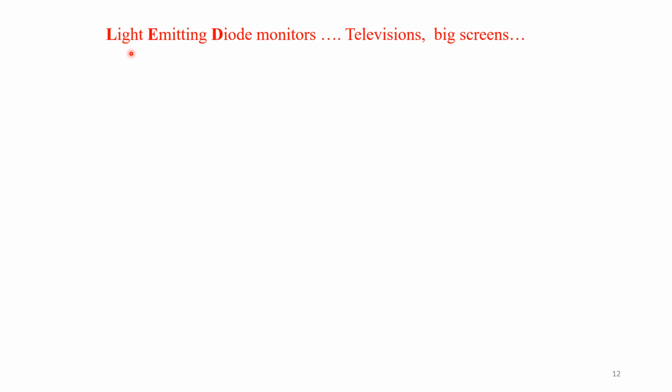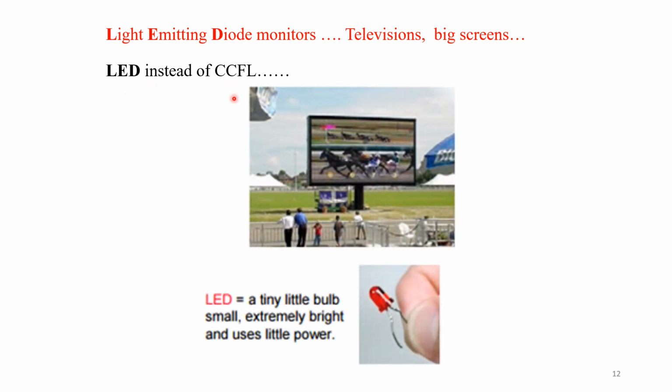But as an advancement over this, we have what are known as the light emitting diode monitors. This is also used in the manufacturing of televisions and very big screens. So here light emitting diode is used instead of CCFL. So this is the LED screen which is being used, and a tiny little bulb, a small one, which is extremely bright, is utilized, and it uses little power.